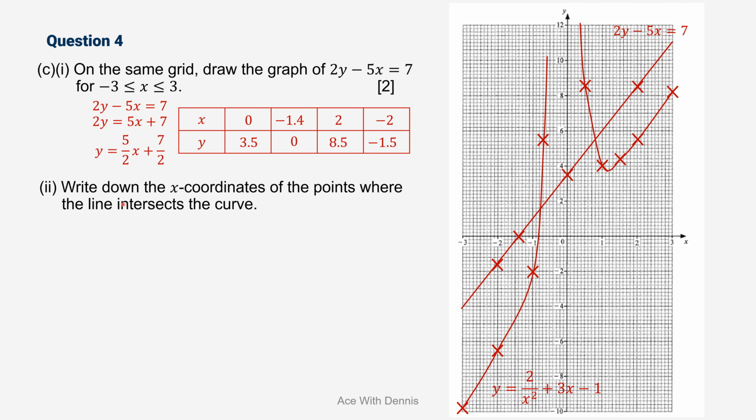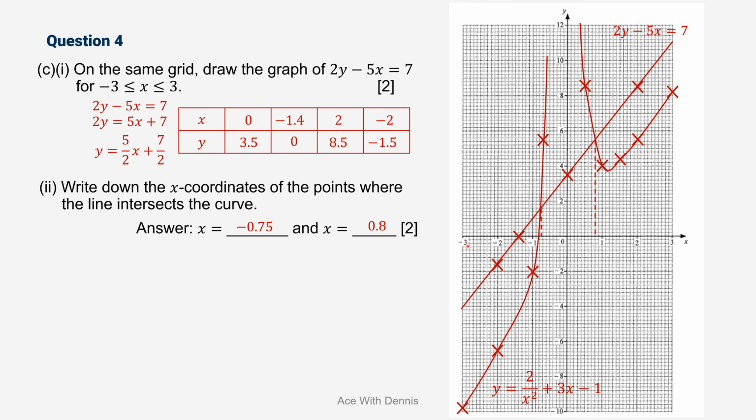Part 2. Write down the x-coordinates of the points where the line intersects the curve. 2 marks. Okay, so to answer this question, we need to identify where the intersection points are. This is the first intersection point, and I want to read the x value here, which gives me negative 0.75. The next intersection point will be here, and we want to read the x value here, which is 0.8.